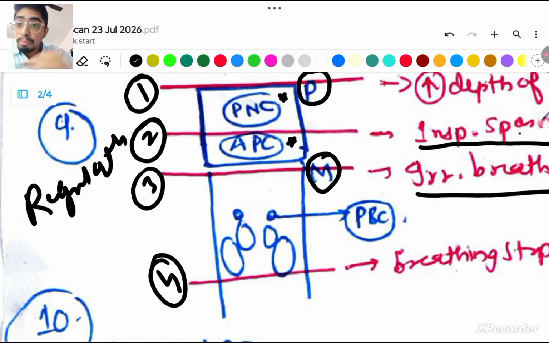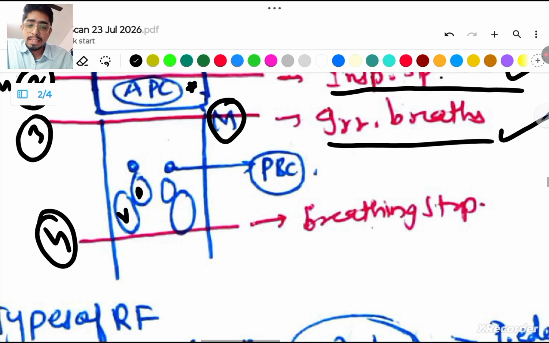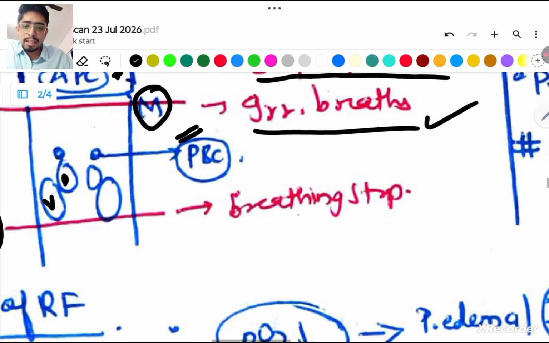Now, let's study: the pneumotaxic center limits inspiration. The apneustic center is the opposite of that. Now, this is your DRG and the VRG, right? This is your DRG and the VRG. Now, this is your PBC. What is PBC? This is the pacemaker of respiration, also called the pre-Bötzinger complex. If this is destroyed, automated breathing is lost.